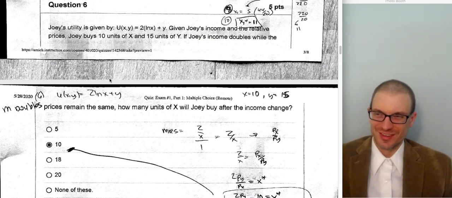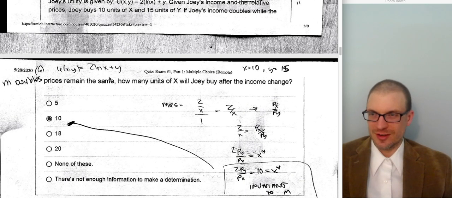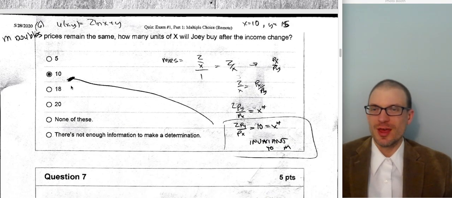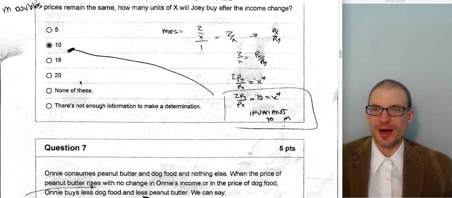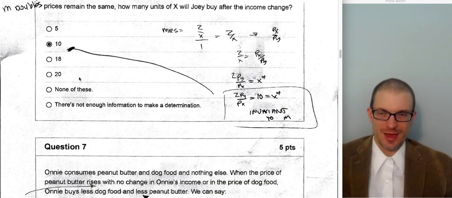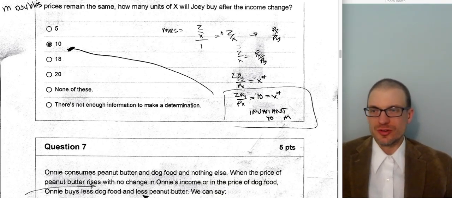Question 6 on this set. Joey's utility is quasi-linear. It's going to be 2 times the natural log of x plus y. Given Joey's income and the relative prices, Joey is buying 10 units of good x, 15 units of good y. Suppose Joey's income doubles while the prices remain the same. How many units of good x will Joey buy after the income changes? This is actually like a quasi-linear demand question, but here's how we can solve this.